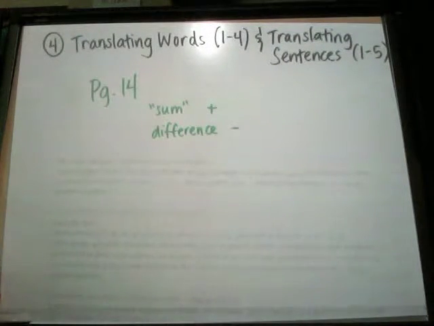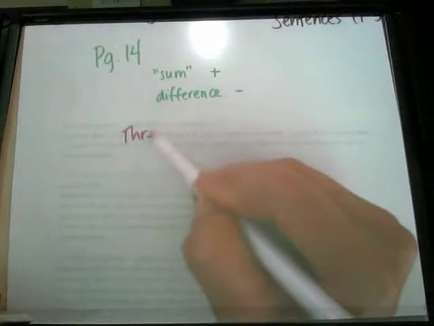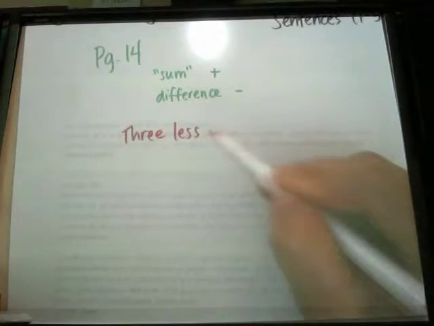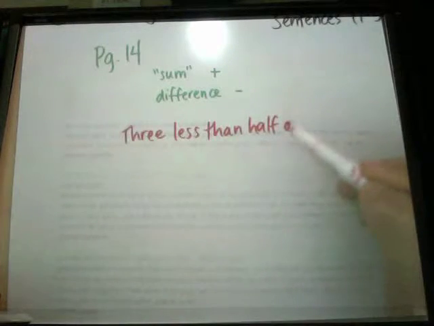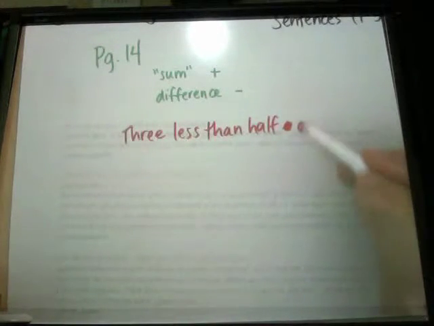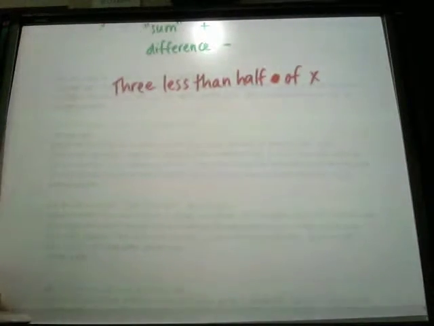So let's just try a couple. The trickiest ones, of course, are subtraction, so those are the ones I'm going to focus on, rather than addition, multiplication, and division. Again, look at the chart just as a reminder, but I think you guys know all this already. So let's just try a couple subtraction ones. If I say 3 less than half of x. 3 less than half of x.